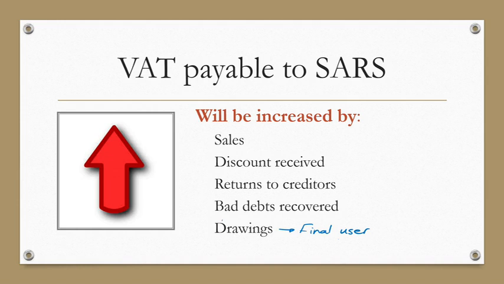And because the owner is taking these products for his own use, we say that that VAT, we subtract it as input when we bought that, but now we're not selling it, so we're not charging VAT. But the VAT that we claimed must be added again. It will increase the amount payable to SARS.